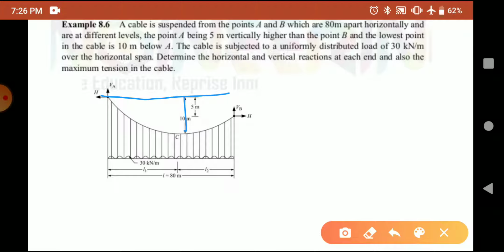The cable is subjected to a uniformly distributed load of 30 kN per meter over the horizontal span. W is given as 30 kN per meter. You are asked to find out the horizontal and vertical reactions at each end. That is, you need to find out the values of RA, RB, H, and also the maximum tension in the cable, T max.